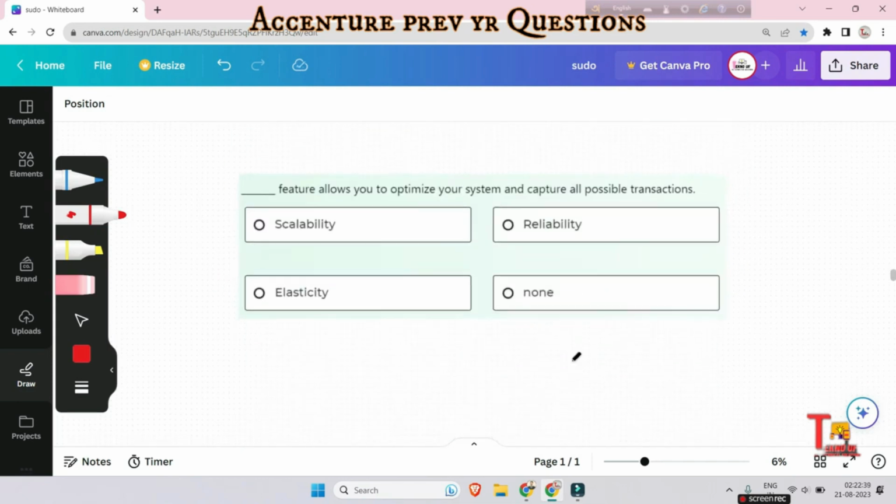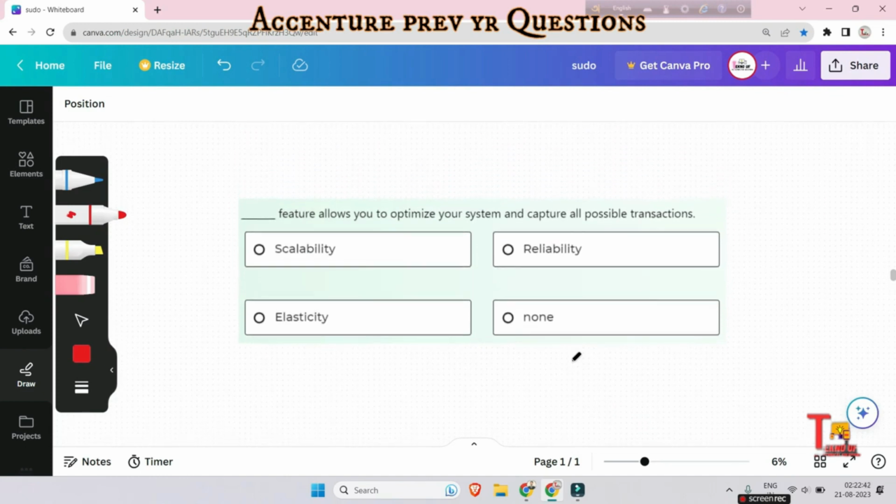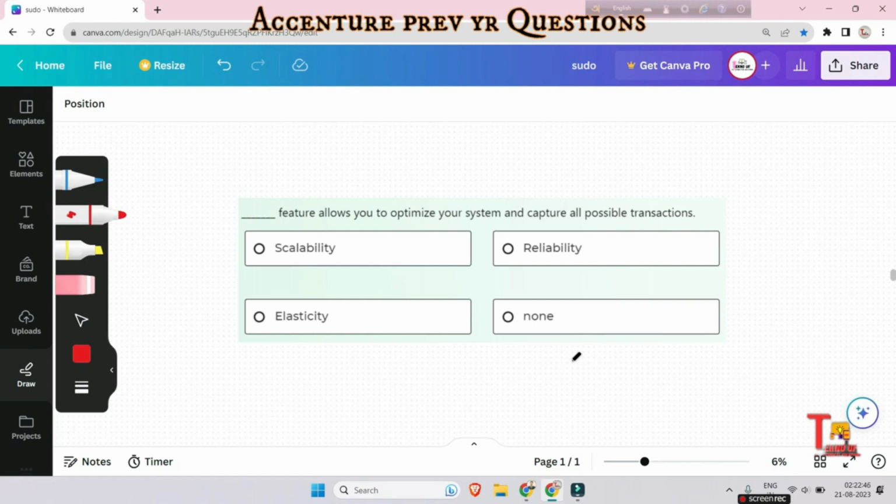So the next question is, a dash feature allows you to optimize your system and capture all possible transactions. Scalability, reliability, elasticity, or none? In this case, the answer will be elasticity. Actually, elasticity allows you to optimize your system and capture all possible transactions. So here elasticity will be the answer.